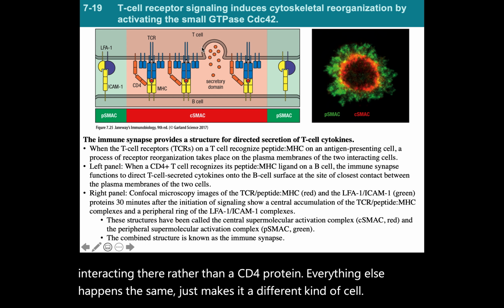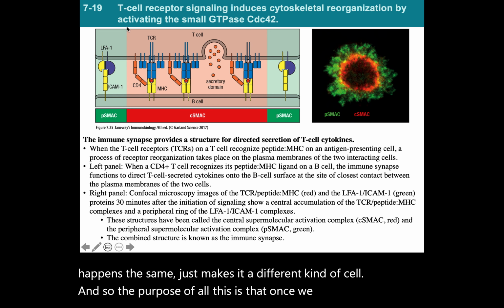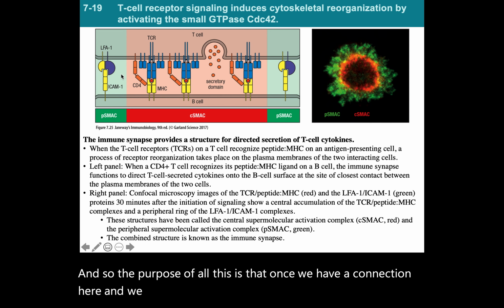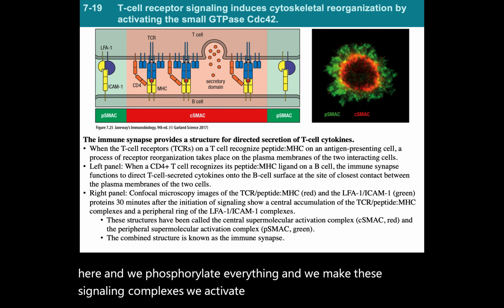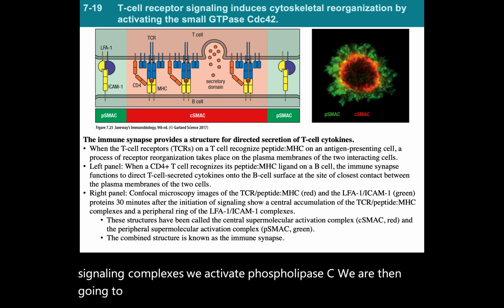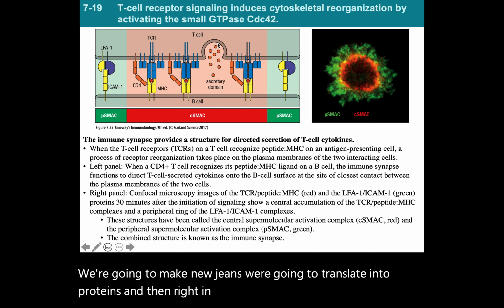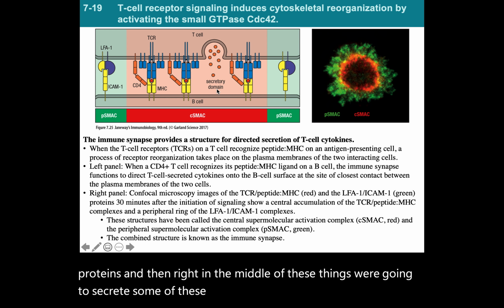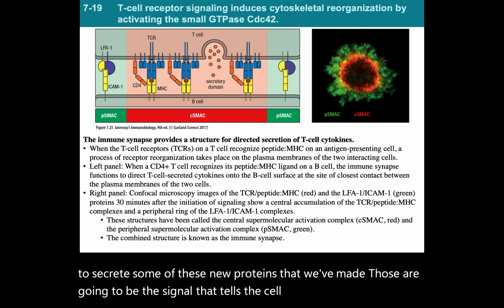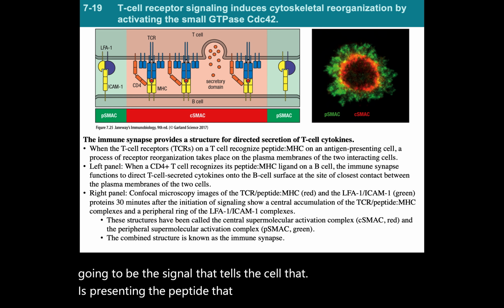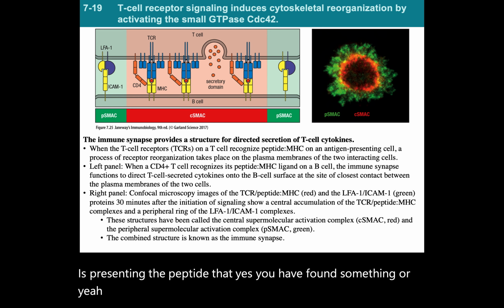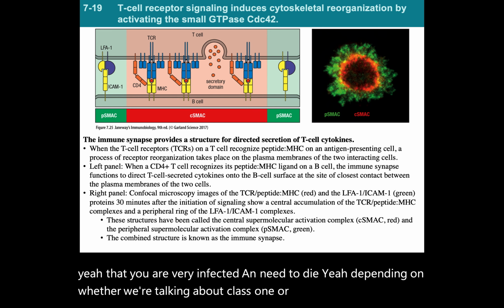And so the purpose of all this is that once we have a connection here, and we phosphorylate everything, and we make these signaling complexes, we activate phospholipase C, we are then going to cause some changes at a transcriptional level. We're going to make new genes. We're going to translate them into proteins, and then right in the middle of these things, we're going to secrete some of these new proteins that we've made. Those are going to be the signal that tells the cell that is presenting the peptide that yes, you have found something, or that you are very infected and need to die, depending on whether we're talking about class 1 or class 2 presentation.